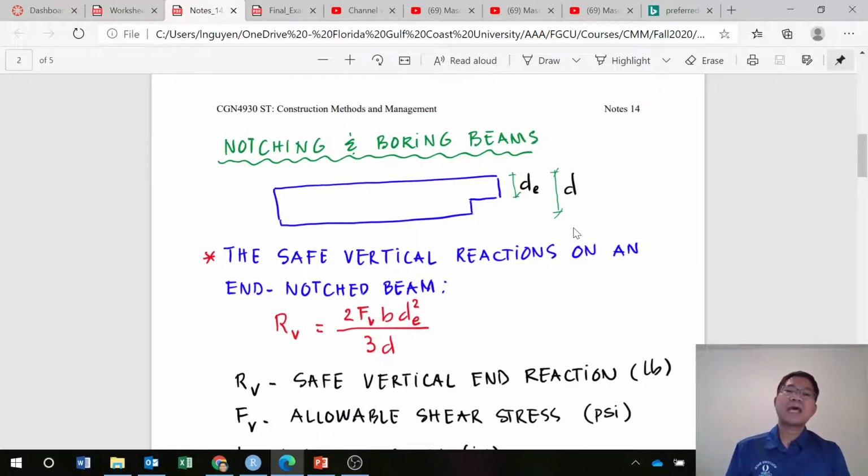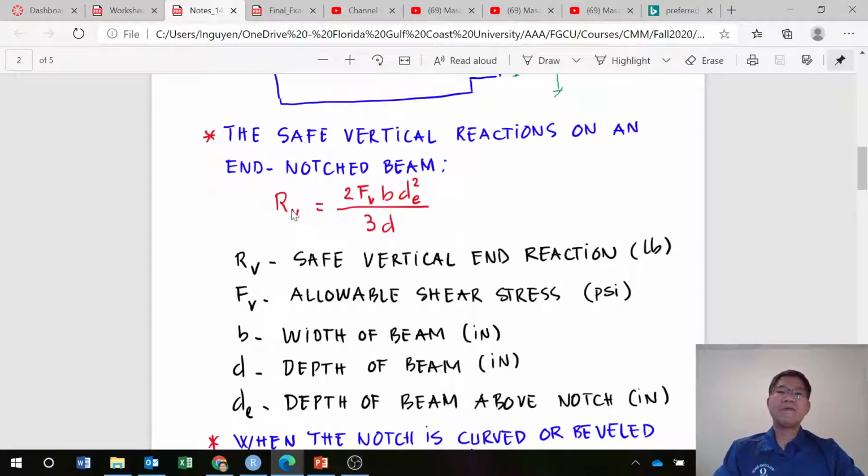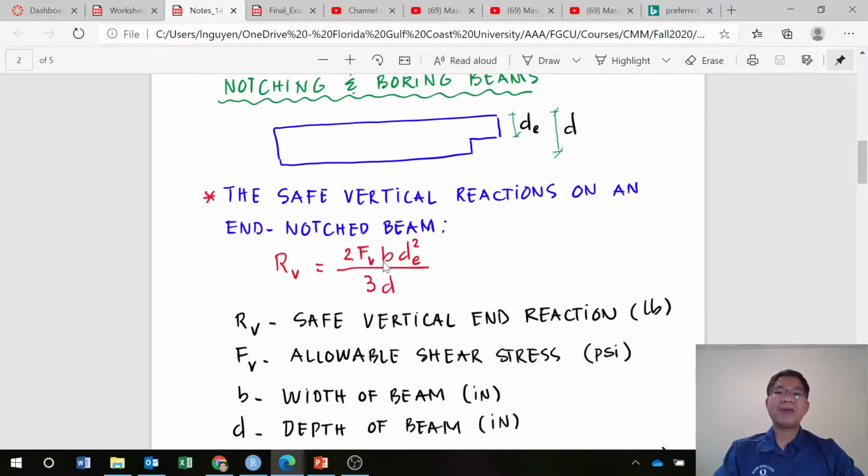In the notes of today's lesson for wood, as you can see here, we show you how to determine the vertical reaction that is considered safe for the end notched beam, and that equation in your book is Rv equals 2 Fv b dE squared over 3d. What is Rv? The safe vertical reaction.